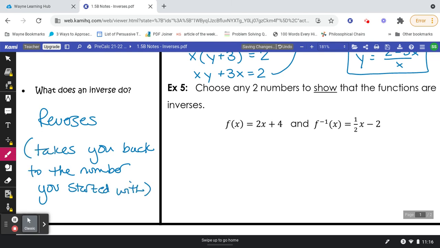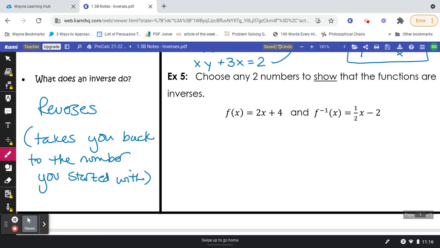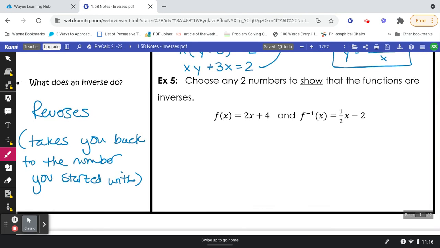There's kind of a little explanation. It takes you back to the number you started with. So these two things are inverses. So what we'll need to do is pick any number. Now you can choose any number as long as it's a number that's easy for you to work with. So I wouldn't choose -72 or a decimal or a fraction. I would just go ahead and choose a regular old number. Let's say we choose 5. So let's just say I picked 5. So I'm going to start by plugging a 5 into my problem right here.